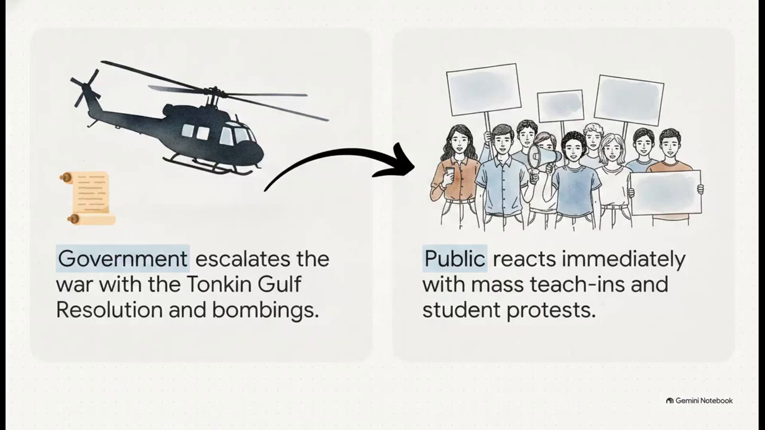Well, it brilliantly illustrates a direct cause and effect relationship between the government's policy decisions and the growing public pushback. As the government escalated the war through the Tonkin Gulf Resolution and increased bombings, the public reaction definitely wasn't passive. It triggered an immediate, powerful wave of civic challenge. Students didn't just stay in their dorms studying. They organized teach-ins, marches, and massive demonstrations. The policy literally birthed the protest.